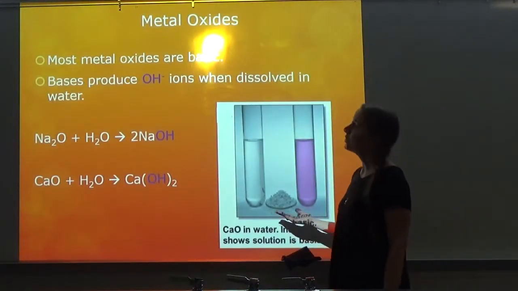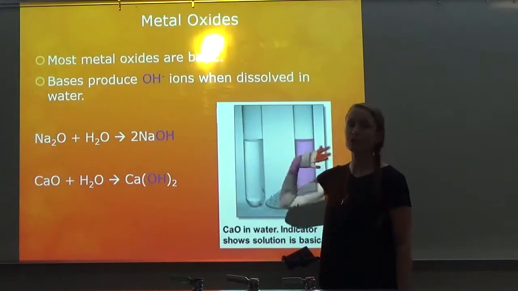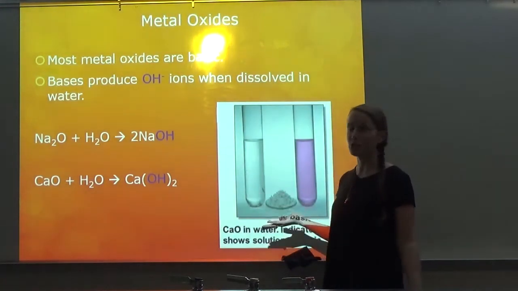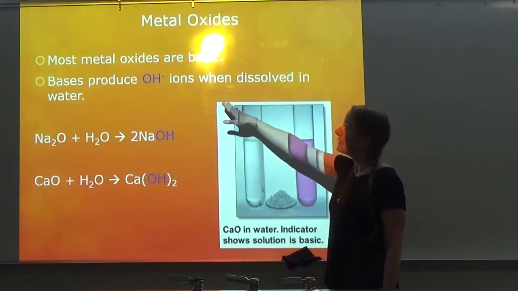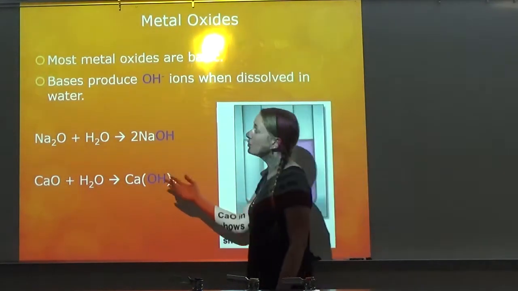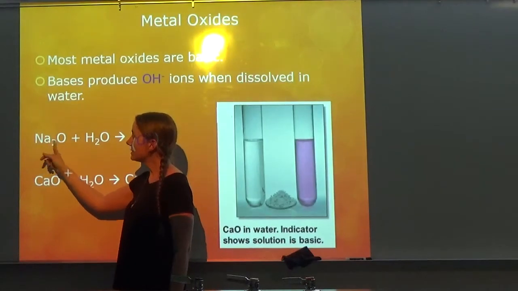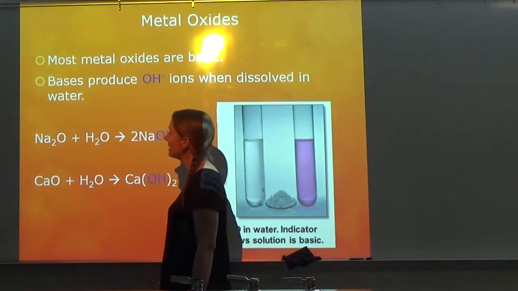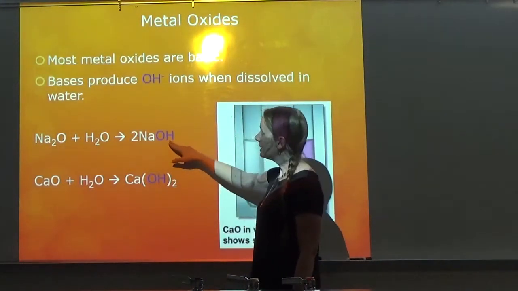Most metal oxides are basic. Bases produce OH- ions or hydroxide ions in solution. So bases produce OH- when dissolved in water. And so here we have a metal oxide. It's a metal with oxygen, sodium oxide. And in water we get NaOH.